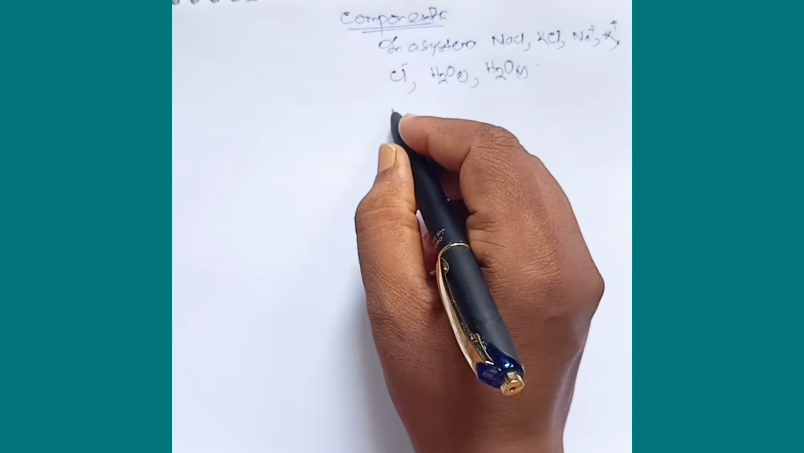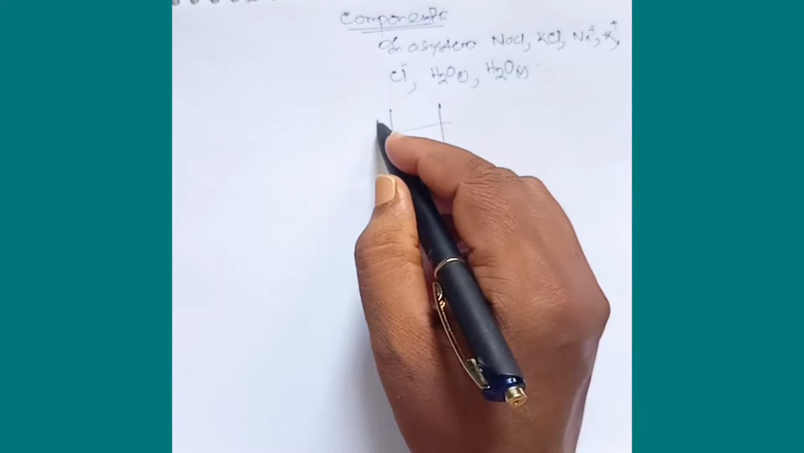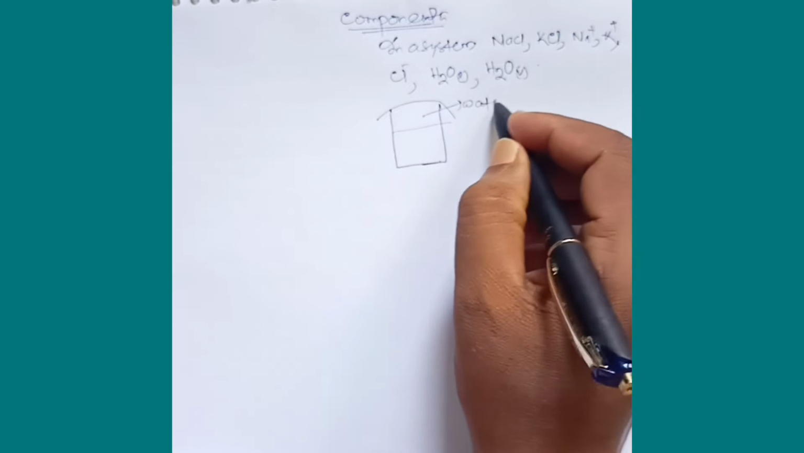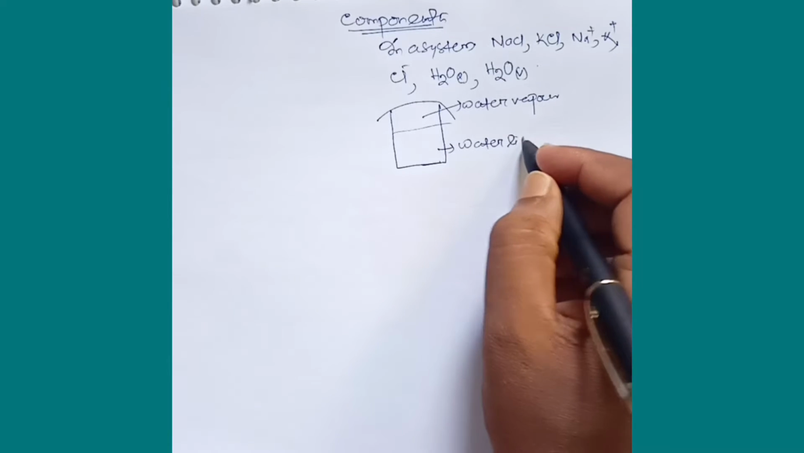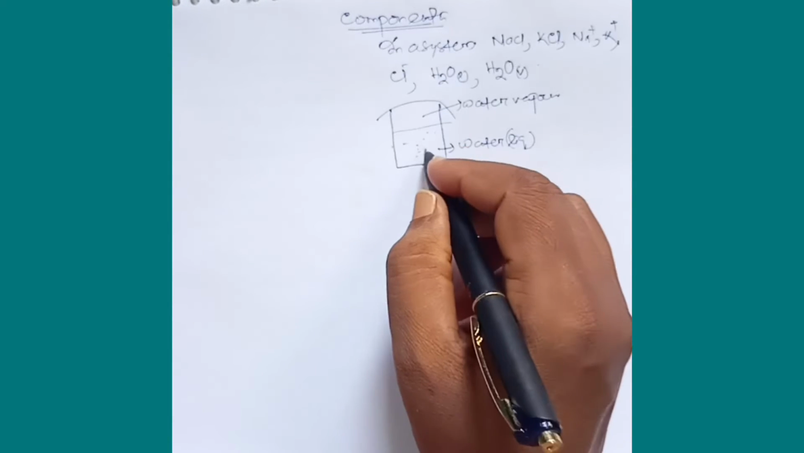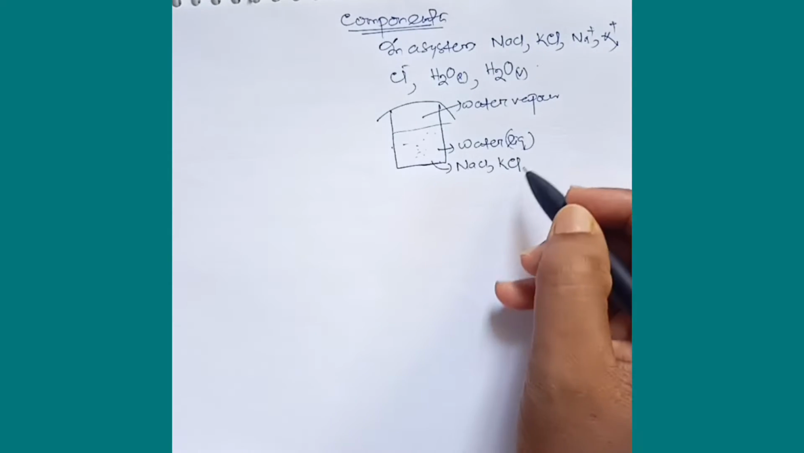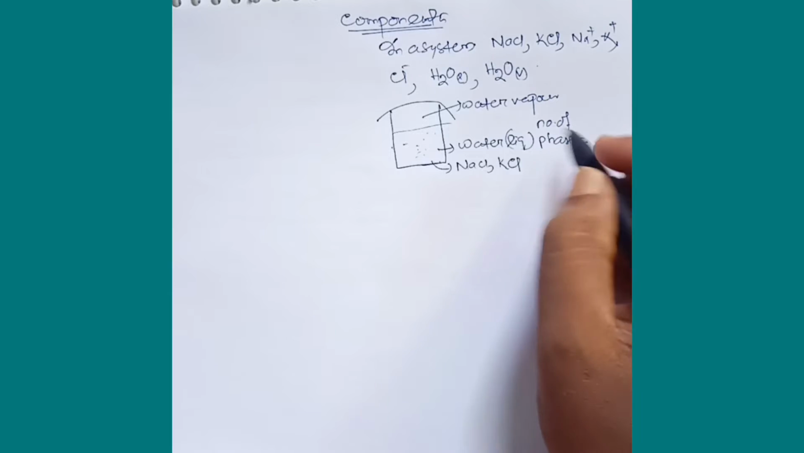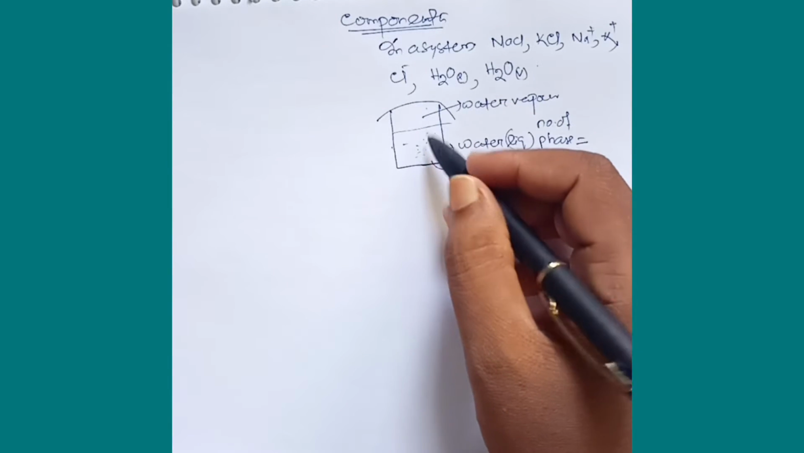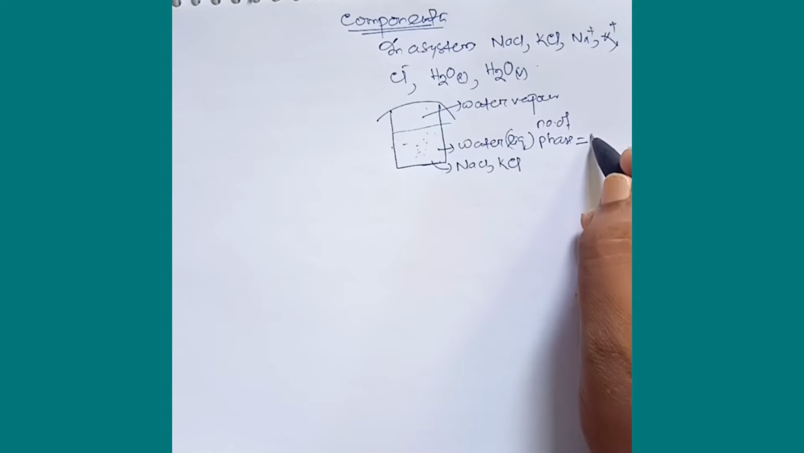So suppose this is one beaker. Inside the beaker, what is present? Water vapor is present, and water is present in the liquid form. Inside the water, sodium chloride and potassium chloride are present. So here the number of phases will be 2, because whatever salt we have added here will completely dissolve in water. So the number of phases will be 2.